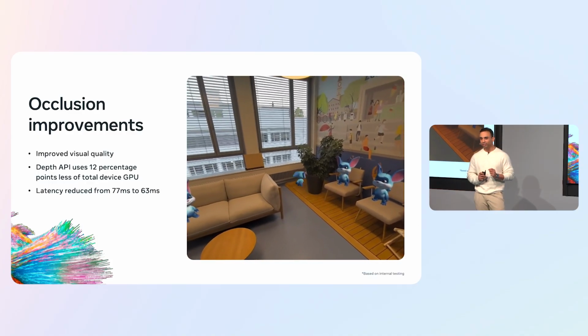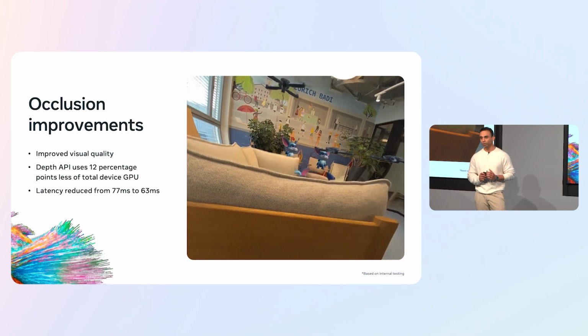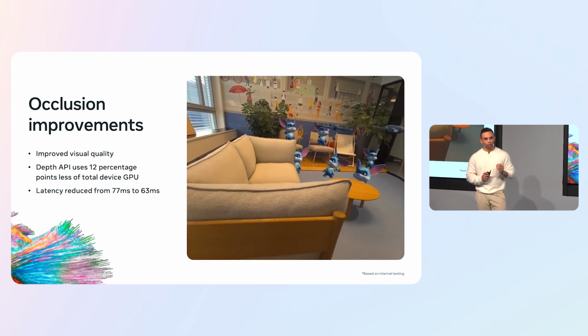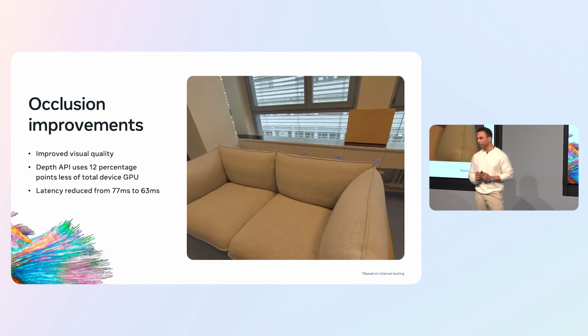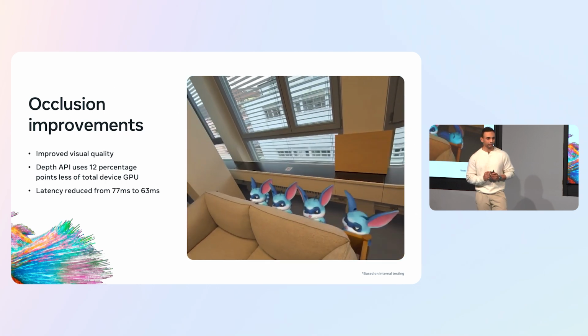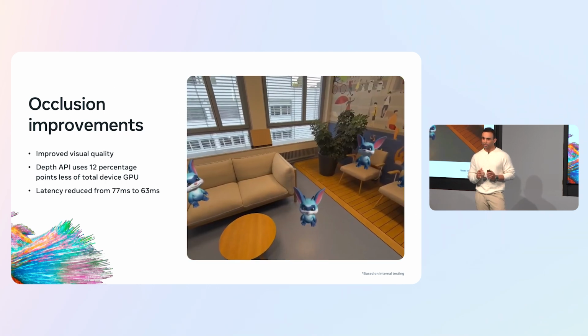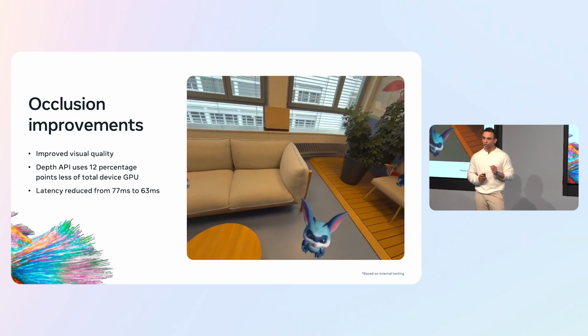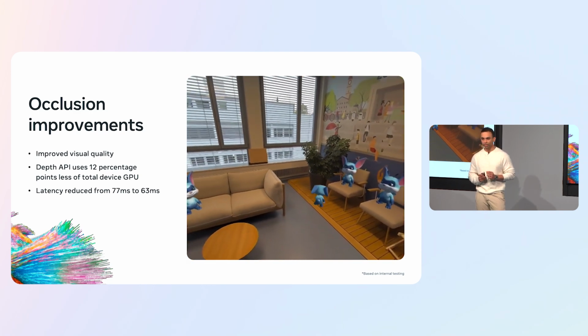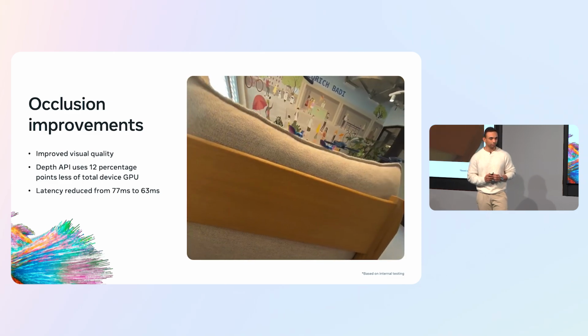And this year, we have made significant strides in optimizing Depth API. Now, dynamic occlusions have higher visual quality, lower compute utilization, and lower latency. So what does this mean for you? This means that all MR experiences will look way more captivating when using dynamic occlusions with Depth API.